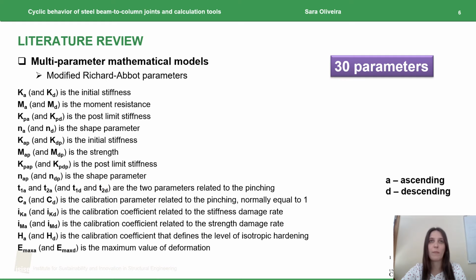iterative procedures. The modified Richard-Abbott model comprises a large number of parameters to account for pinching effect, stiffness and strength degradation, and strain hardening. In total, 30 parameters can be defined, 15 for the loading and 15 for the unloading branch.